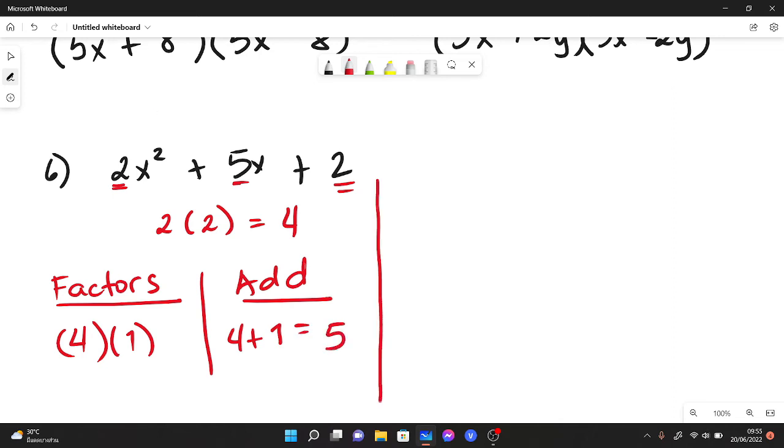So let's answer this. We have 2x squared plus, let us use these two numbers, 4x plus x. 4x plus x is 5x.